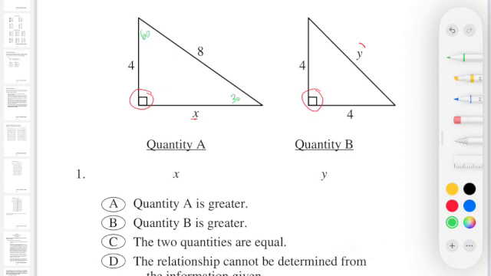And the reason that matters is because in a 30, 60, 90 right triangle, the side opposite the 30 degrees is some value, in this case 4, but let's call it V, right? So that's the side opposite 30. The side opposite 60 is always V root 3. And then the side opposite the 90, or the hypotenuse, is always 2V. This is the ratio and relationship of the sides of a 30, 60, 90 triangle.